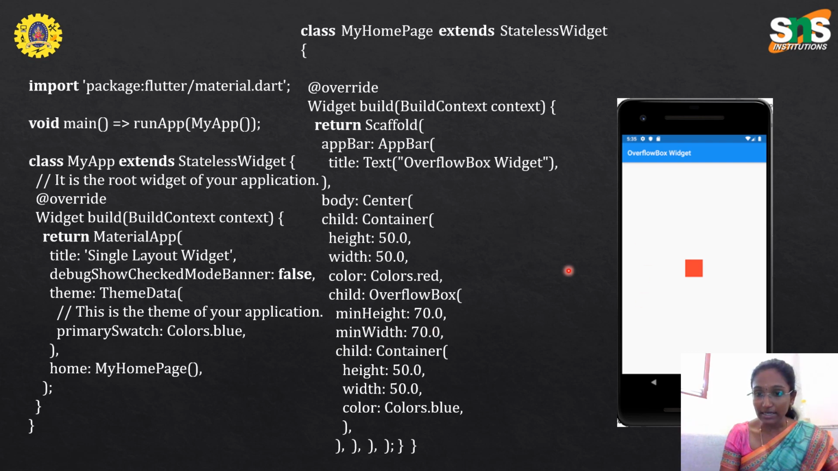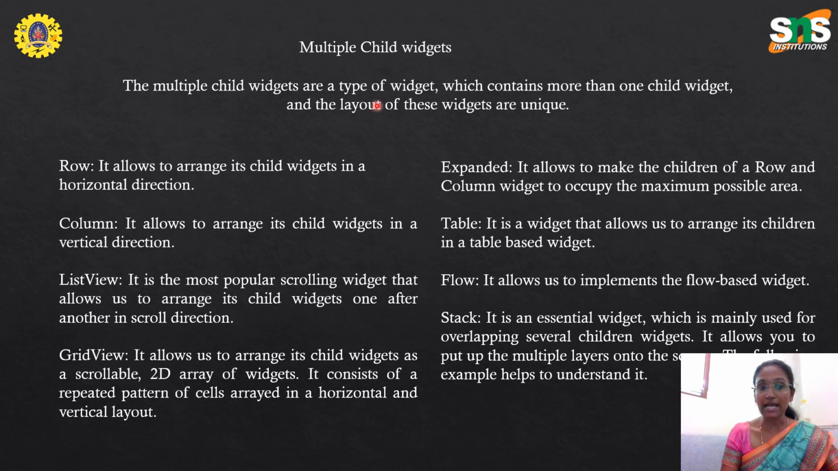I will create one container. This is one container. I'll create the container over here. For the container size, I will give height, width, and color over here. So this is a container I will create. Each and every box is called a container. Okay, so you have to work on this coding in the Dart lab. Just practice it. The next one is the multiple child widgets.